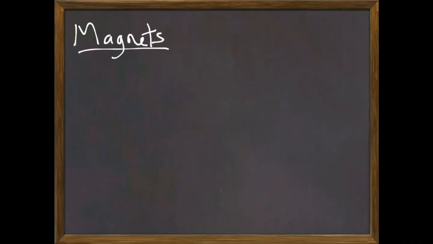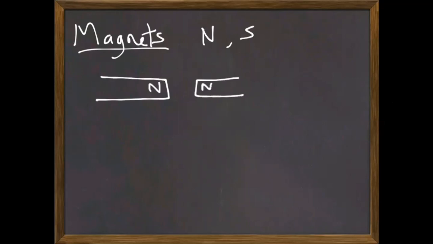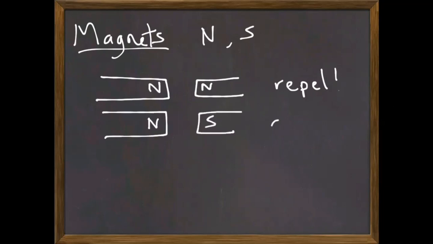Magnets are things that you've probably experienced. And one of the defining features of a magnet is that it has two poles, the north pole and the south pole. And the North Pole and the South Pole act a lot like positive and negative charges, but not exactly. So if I put a North Pole next to a North Pole, those two magnets will repel, just like two positive charges or two negative charges. And if I put a North Pole next to a South Pole, those two magnets will attract.